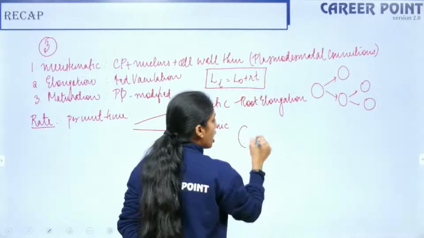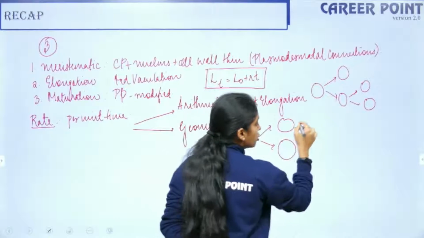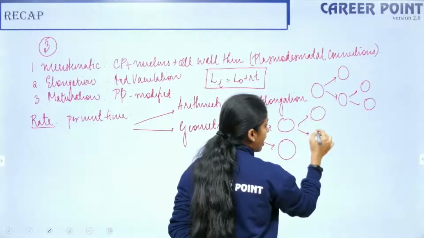Now, geometric growth rate. This is when a mother cell gives rise to two daughter cells and both the daughter cells continue to divide.